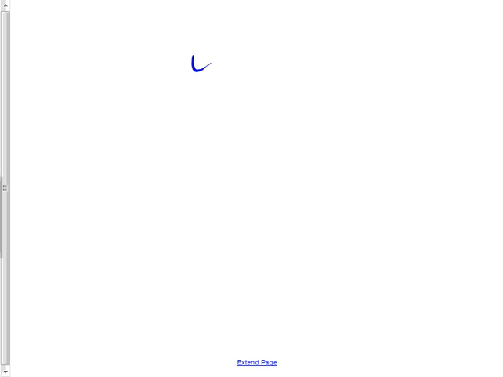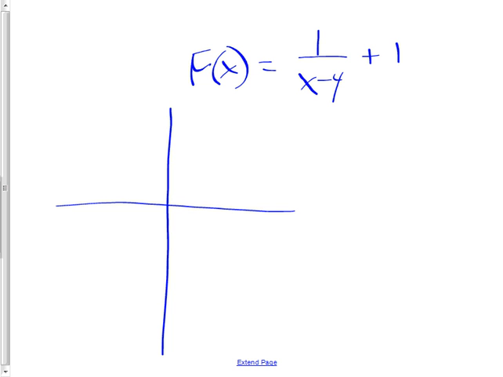So if I go f of x equals 1 over x minus 4, and then let's go plus 1. How do I do that? I would take the 2 parent points, which are these guys. Boom, boom. And I would move them where?